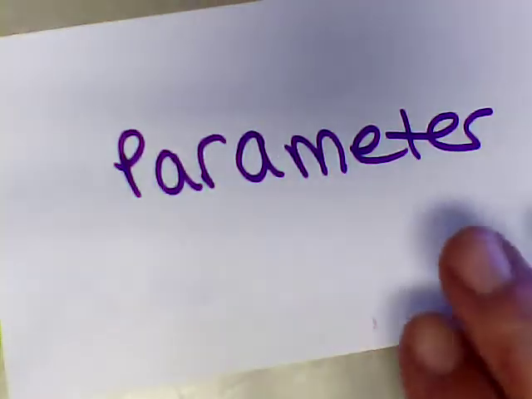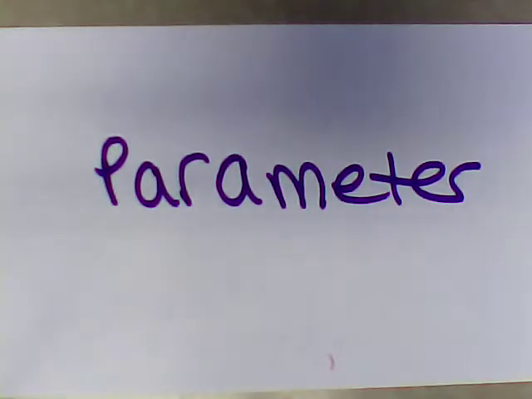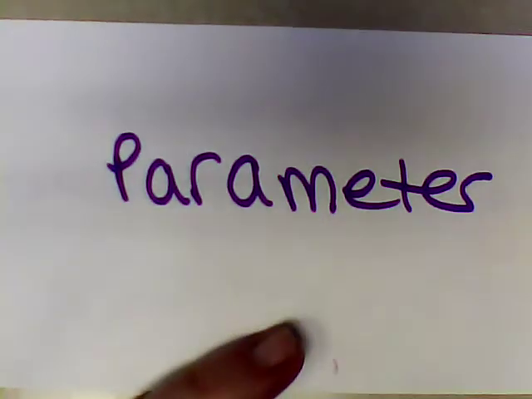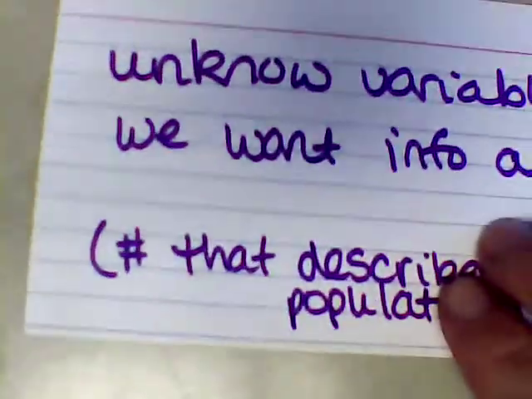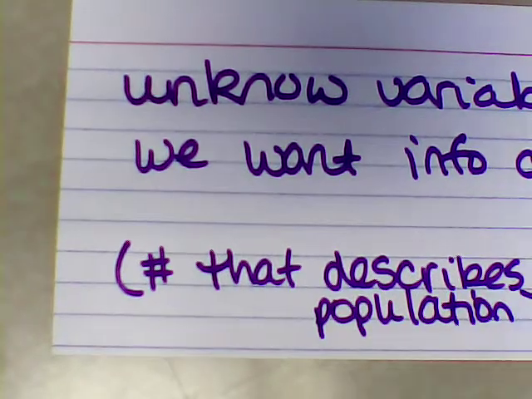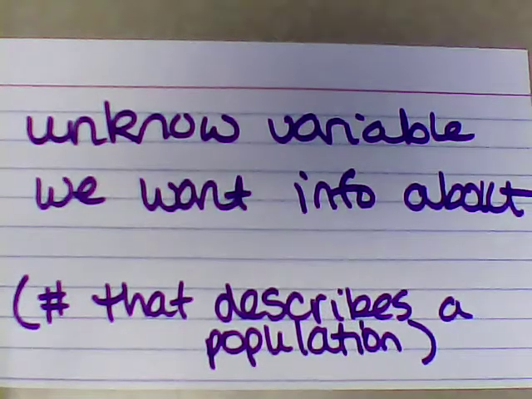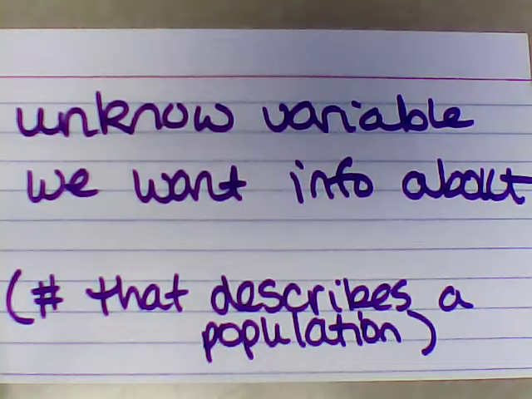Okay, our next word is parameter. Okay, so population, parameter, if you're into alliteration, they both start with P. So populations and parameters go together. The parameter is the number that we're trying to find out about. So it's an unknown variable that we want information about. It's the number that describes a population.